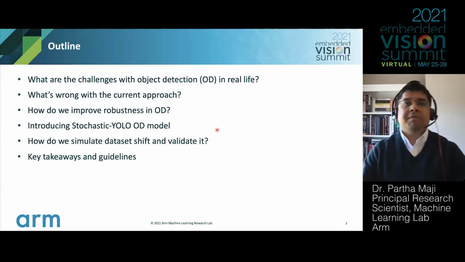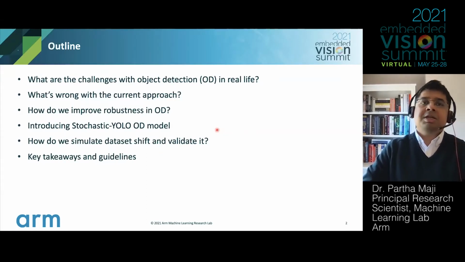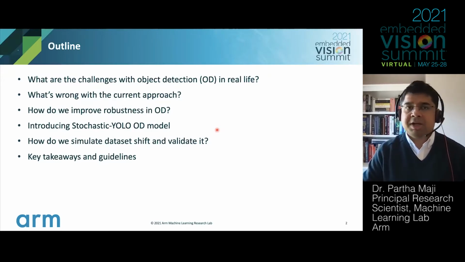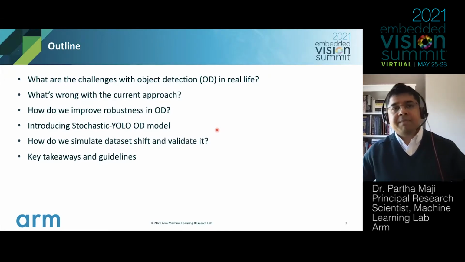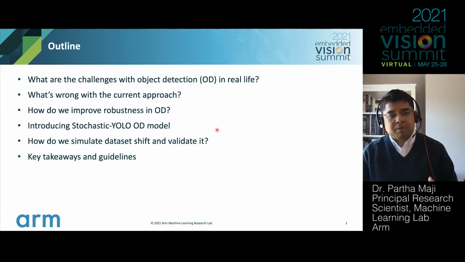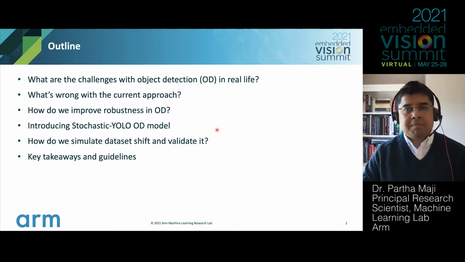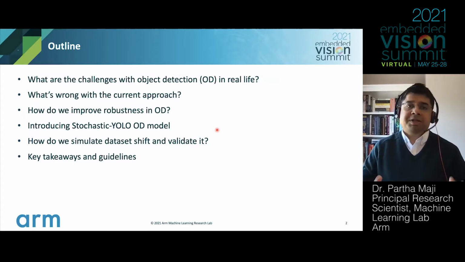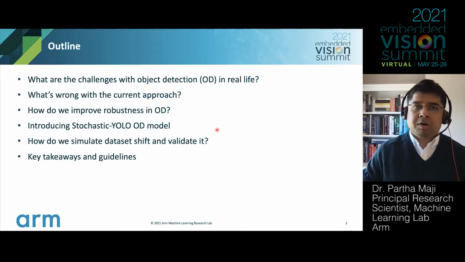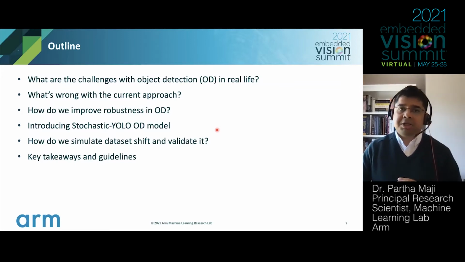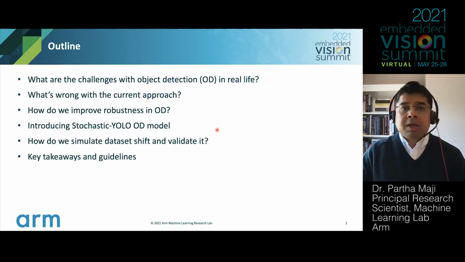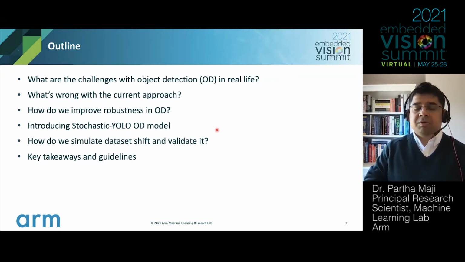So here is a brief outline of the talk. We'll start with discussing the challenges with the object detection task in real life. Then we'll move on to a paradigm where we apply probabilistic machine learning concepts to traditional object detection models to improve robustness. Then we move on to the core portion of the talk, where we discuss our model called Stochastic YOLO. We show how you can simulate the covariate shift or dataset shift and how to validate these kinds of models. To conclude the talk, we will talk about a few guidelines and key takeaways you could use in the future.